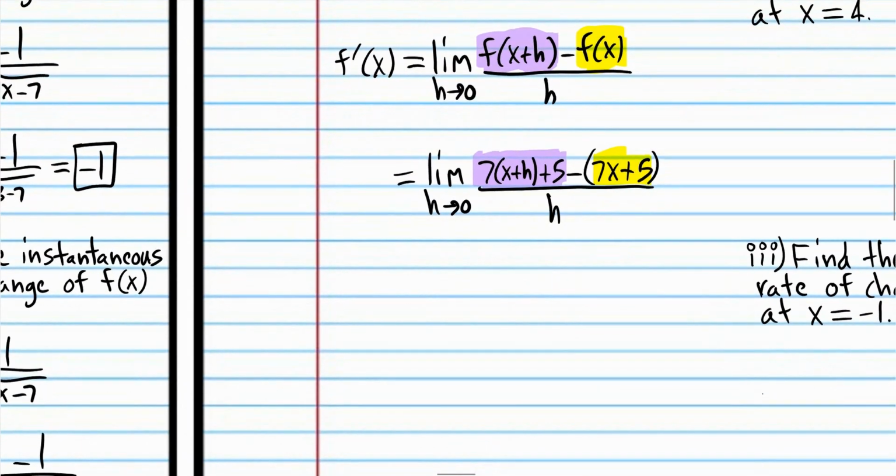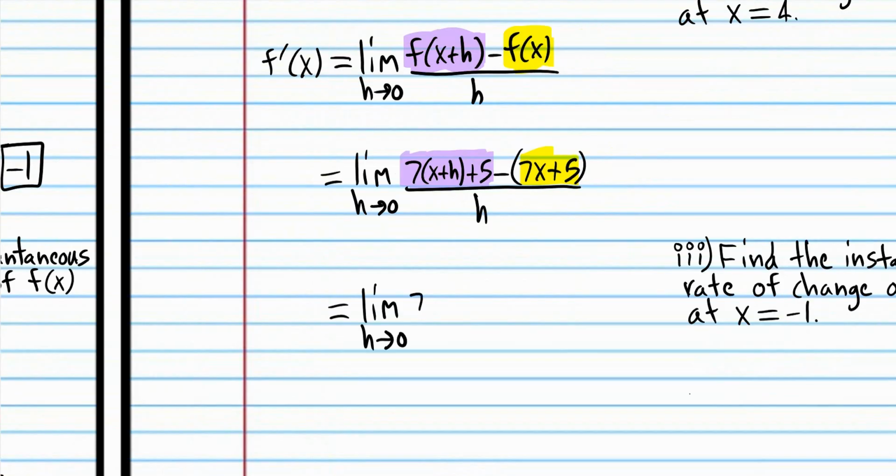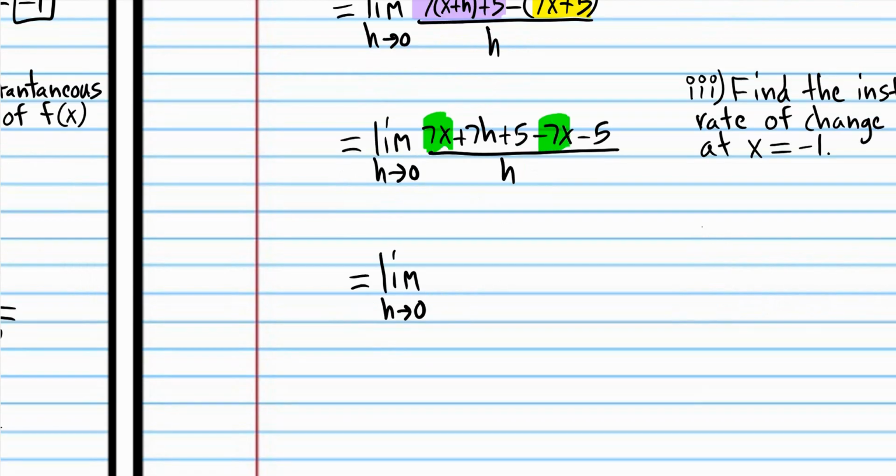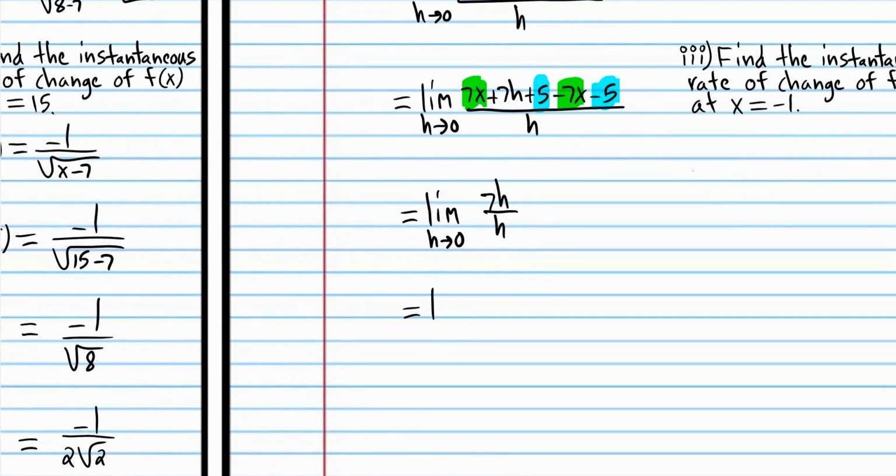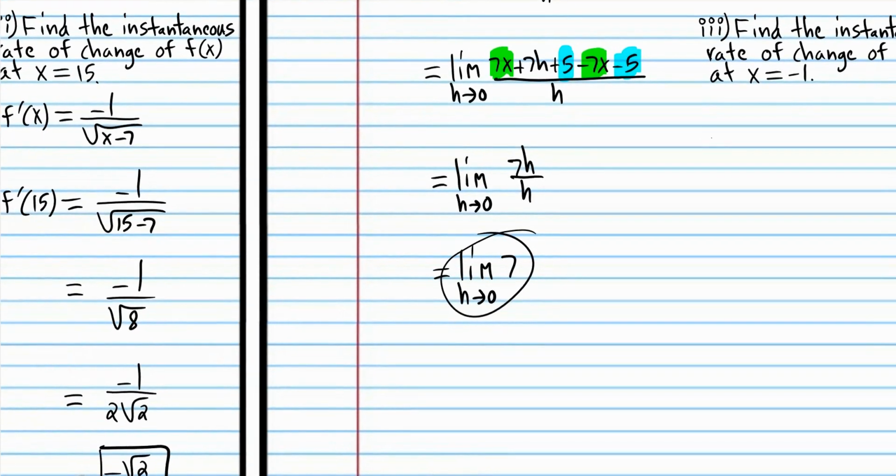Okay, so we're going to distribute the 7. The 7x's cancel out, and of course the 5's cancel out. So we're left with 7h over h, but the h's just cancel out. So then we're left with the limit of 7 as h approaches 0. But that's limit law number, I believe it's 6. It's either 5 or 6, I don't really remember. So I'm going to go ahead and write 6 there, just so we know.